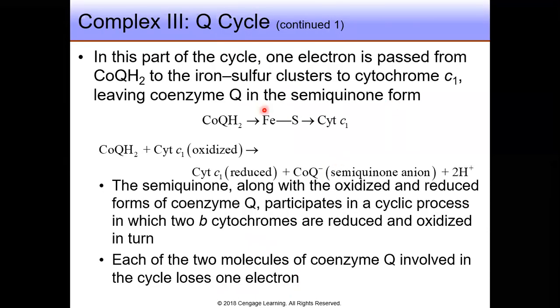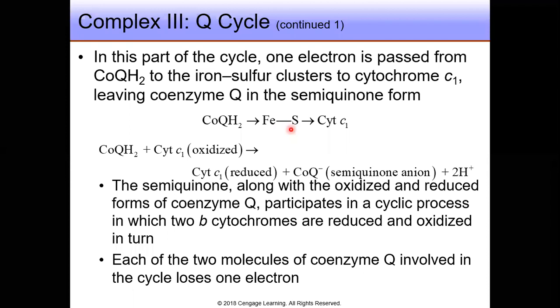Now, in this part of the cycle, one electron is passed from CoQH2 to the iron-sulfur clusters to cytochrome c1, leaving coenzyme Q in the semiquinone form. And this is the arrangement, CoQH2 to iron-sulfur to cytochrome c1. And this is the equation.